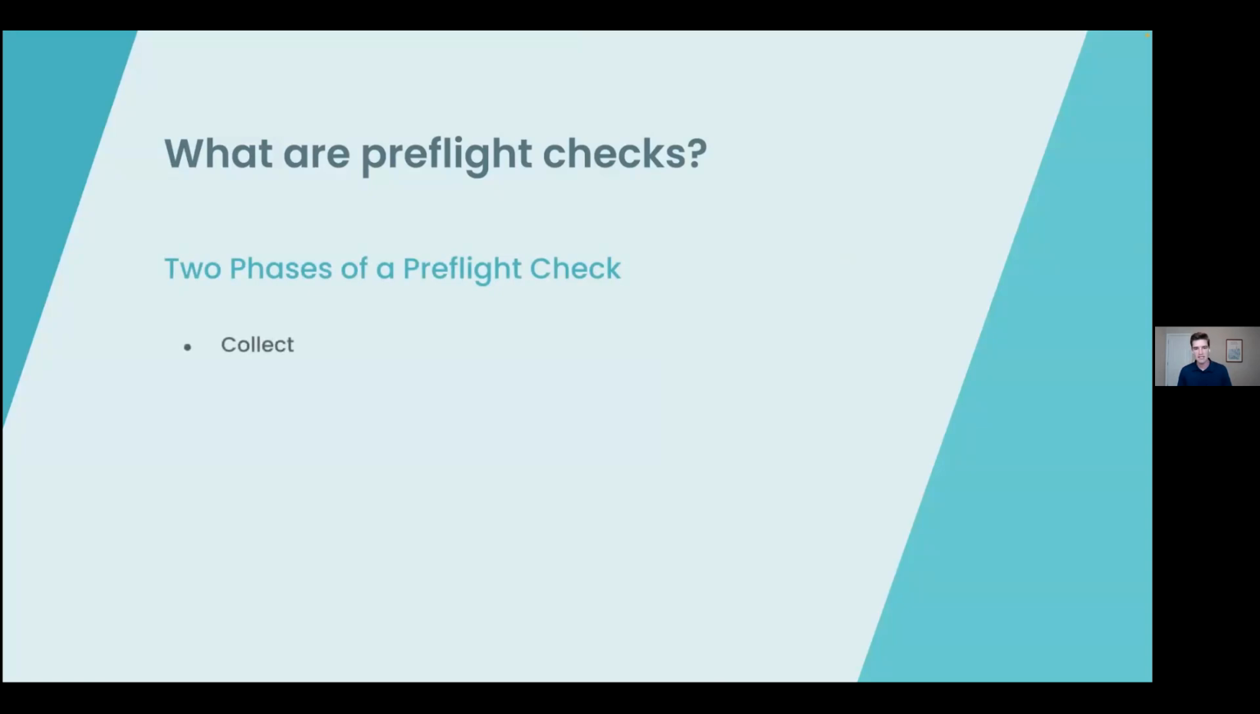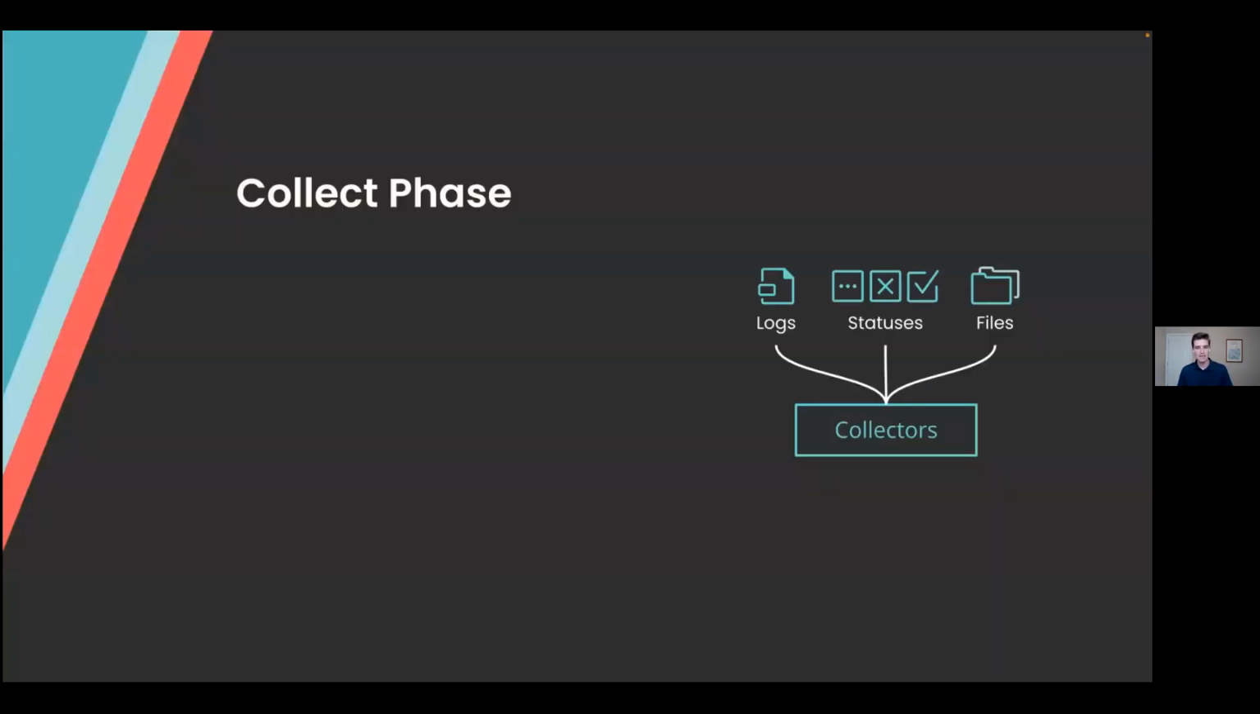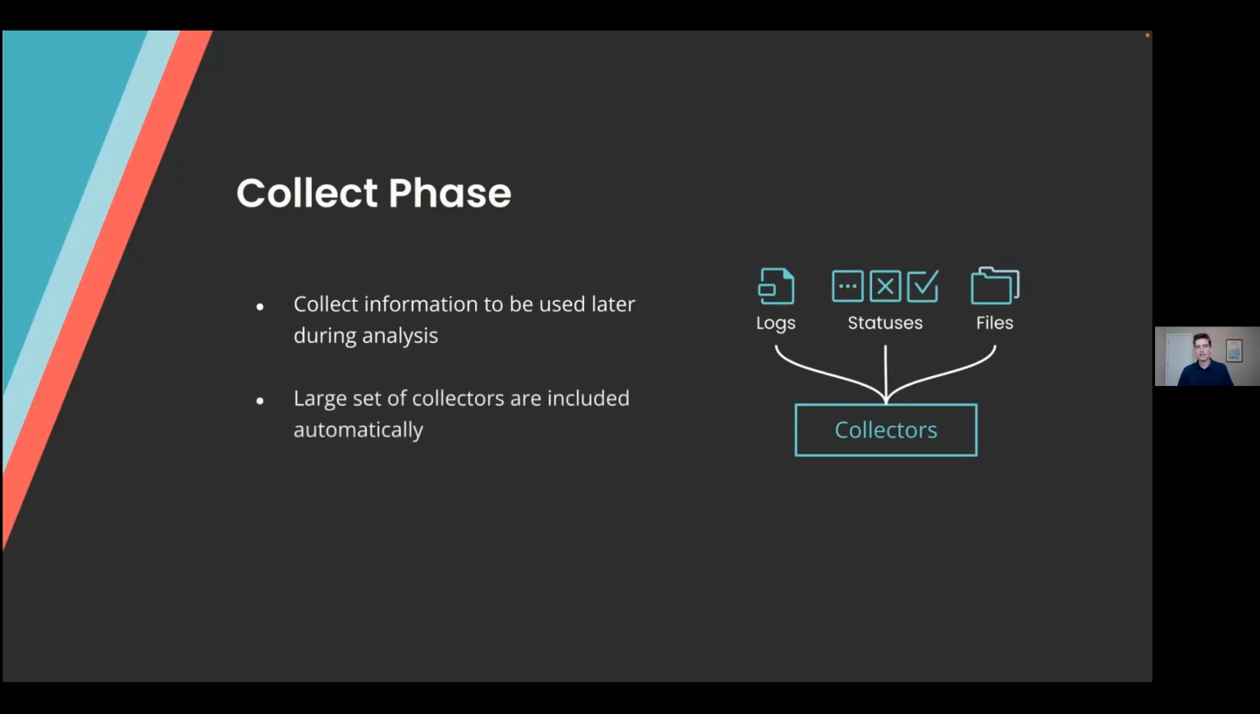So there's two phases of a preflight check. Just go over these real quick. You've got the collect phase and the analyze phase. The collect phase is first. The goal of this phase is just to collect all the information that's needed in the cluster that's going to be used later during analysis. So any information that we want to analyze, we have to collect during the collect phase. And there's a large set of collectors that are included automatically. So you really just have to specify the collectors that you want to add on top of the defaults to customize the information that's going to be collected.